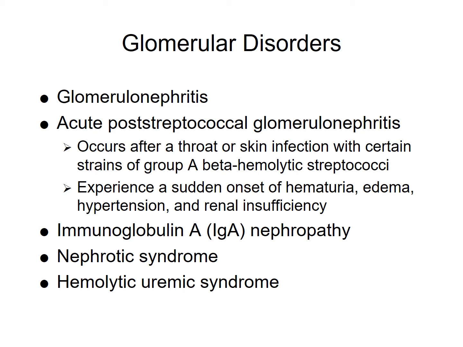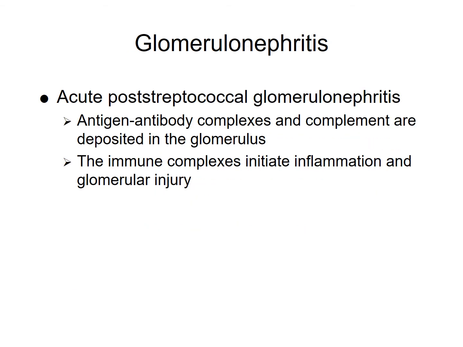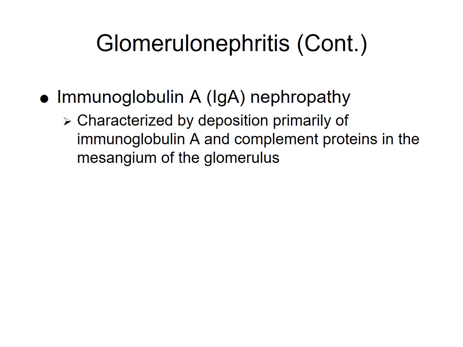Immunoglobulin A nephropathy, nephrotic syndrome, and hemolytic uremic syndrome are all common, not common, but disorders that occur in the pediatric population. In acute post-streptococcal glomerulonephritis, antigen antibody complexes and complement are deposited in the glomerulus. The immune complexes initiate inflammation and glomerular injury. And this needs to be identified very quickly as to not cause permanent kidney damage. This is glomerulonephritis.